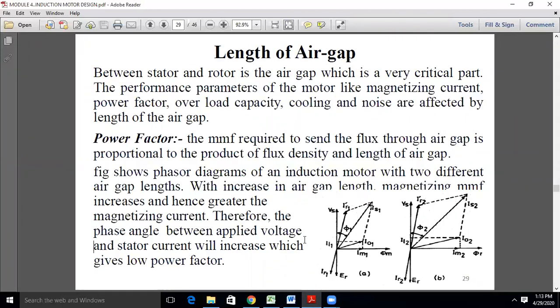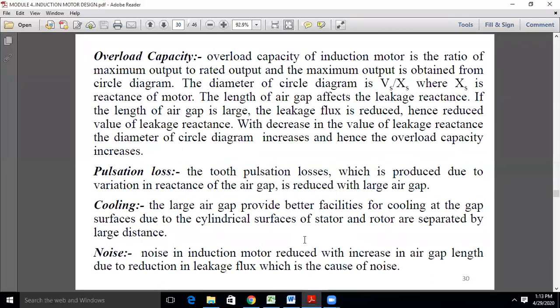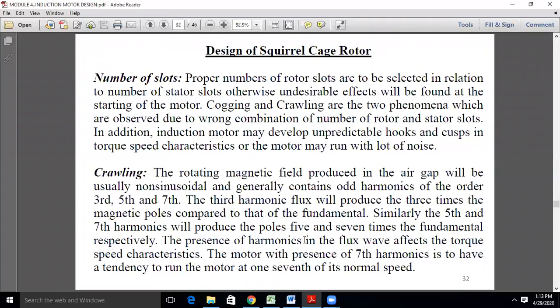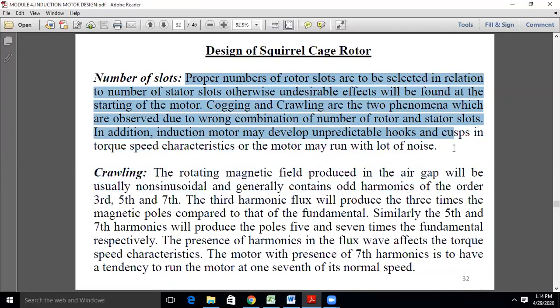Now we'll discuss the rotor design of this particular motor one by one. One is the squirrel cage and second is the slip ring. Now we need to study the design of the squirrel cage rotor. So now we need to consider different parameters. Coming to the number of slots, the proper number of rotor slots are to be selected in relation to the number of stator slots.